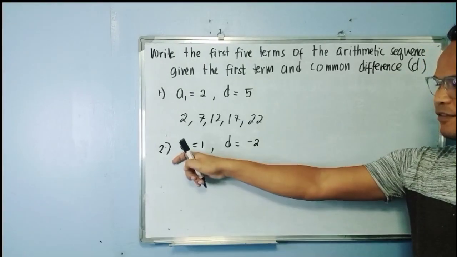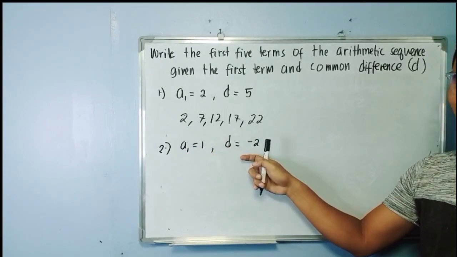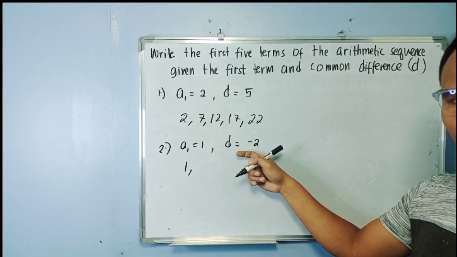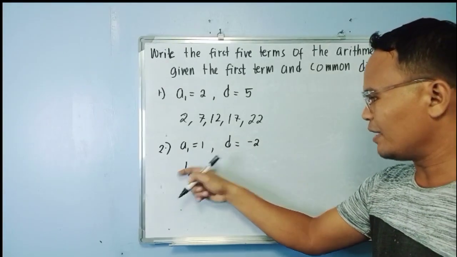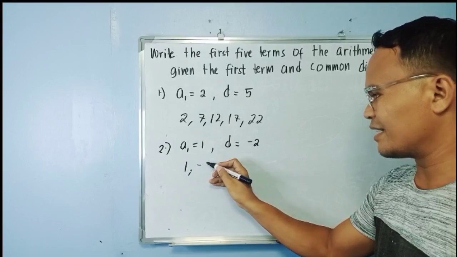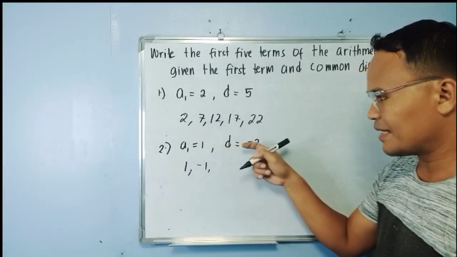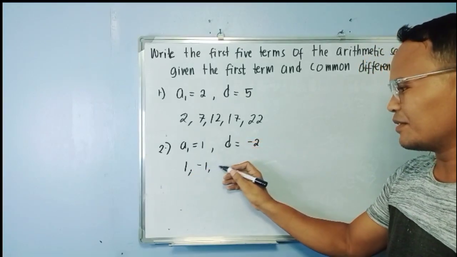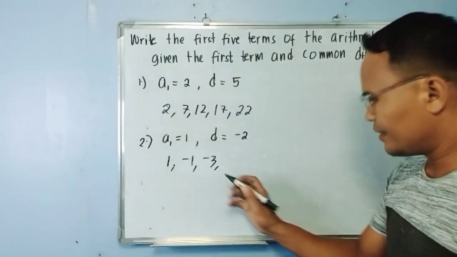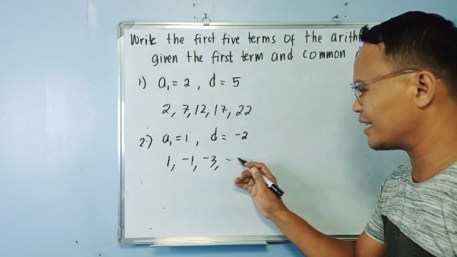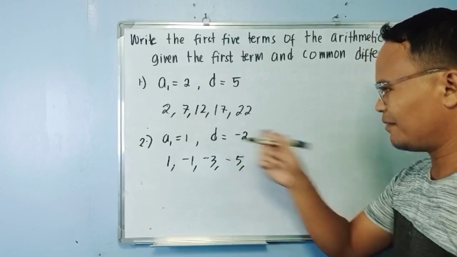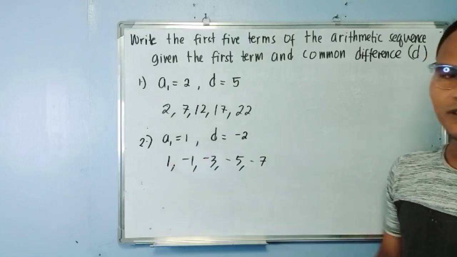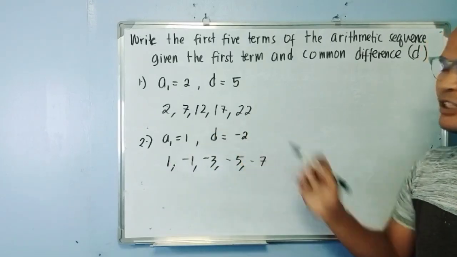Example number 2. The first term is 1. We have the common difference is negative 2. So the first term is 1. Since we have the common difference negative 2, we add 1 by negative 2. The result is negative 1. Okay? 1 plus negative 2 is negative 1. So negative 1 plus negative 2, the result is negative 3. Negative 3 plus negative 2, that's negative 5. And negative 5 plus negative 2, the result is negative 7. So these are now the first 5 terms of the sequence, having the first term 1 and the common difference negative 2.